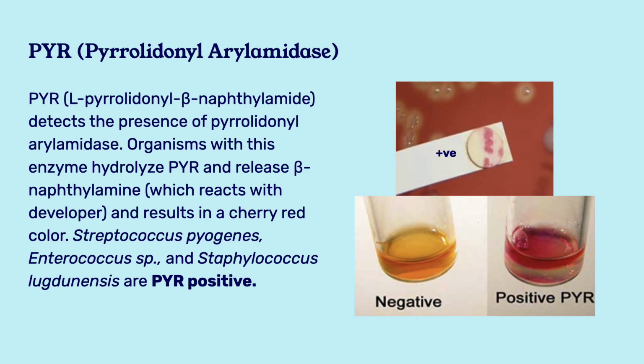The PYR test detects the presence of pyrrolidonyl arylamidase. Organisms with the enzyme hydrolyze PYR and release beta-naphthylamine, which reacts with the developer and results in a cherry red color. Streptococcus pyogenes, Enterococcus species, and Staphylococcus lugdunensis are PYR positive.